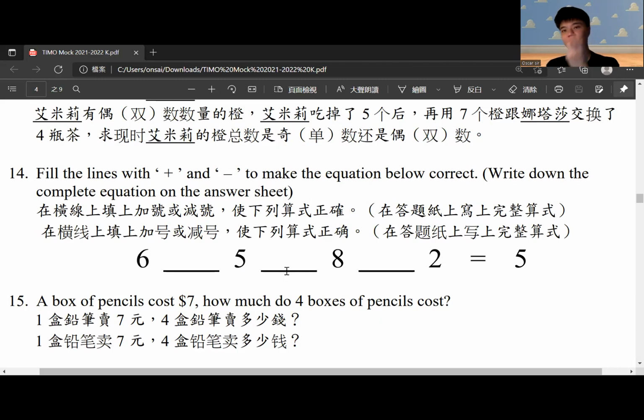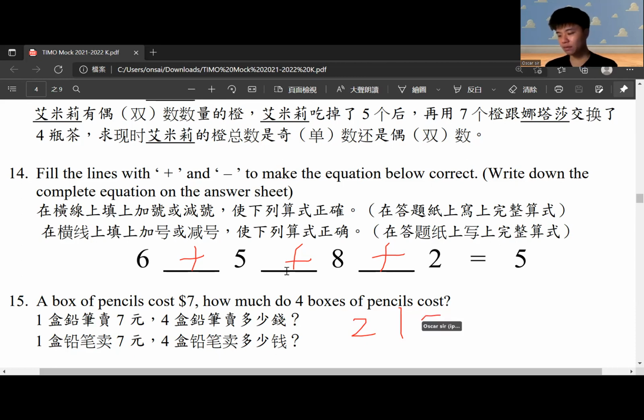You guys can test it and try it, but actually there is a method to solve this problem. How can we do this? We can just add them all first. If we add them all first, we find the answer is 21, right? Yes, 21. 21 is much, much bigger than 5, right? So it seems we need to minus something.